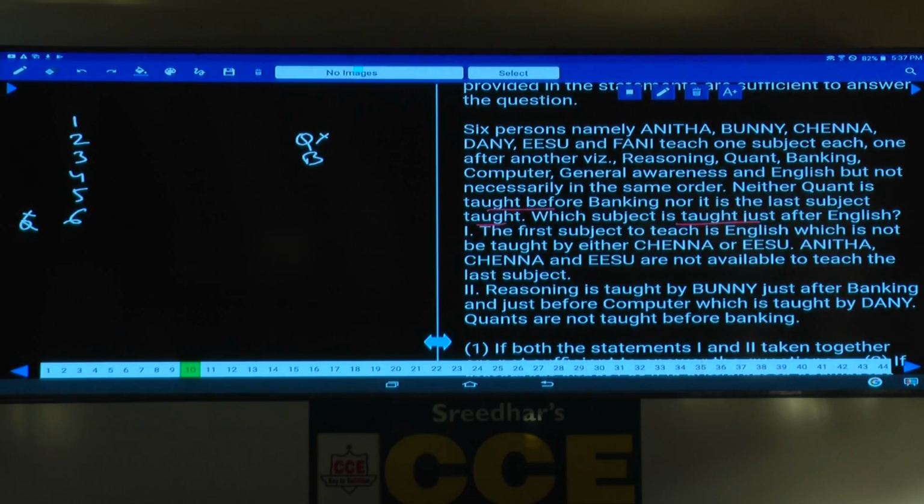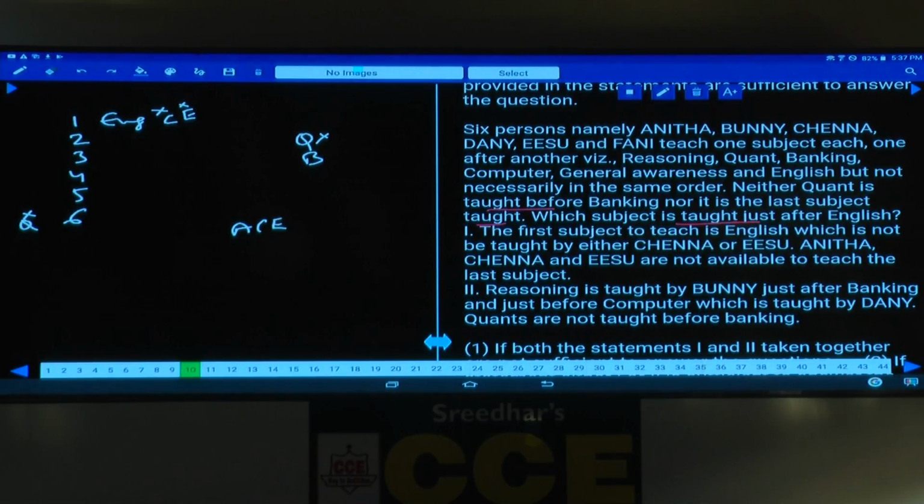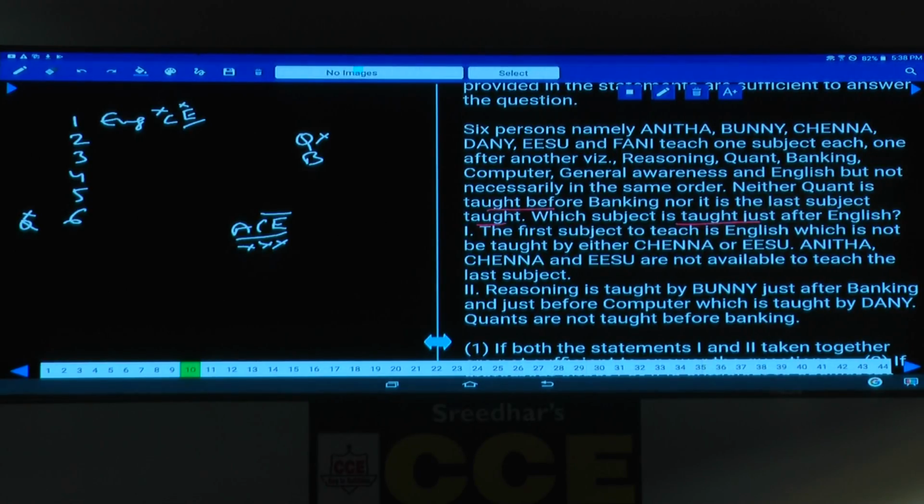Now the first statement: the first subject taught is English, and English is not taught by either C or E. A, C and E are not available to teach the last subject. Hence A, C and E cannot teach the last subject, and C and E cannot be at the first place. So C and E must be in the middle. Then what is the answer here? The subject immediately after English, we cannot identify from this, isn't it?